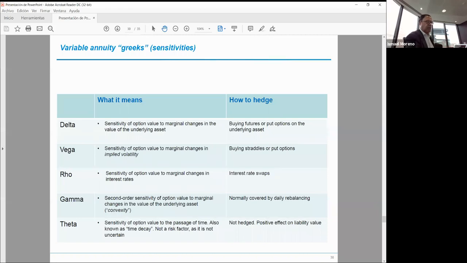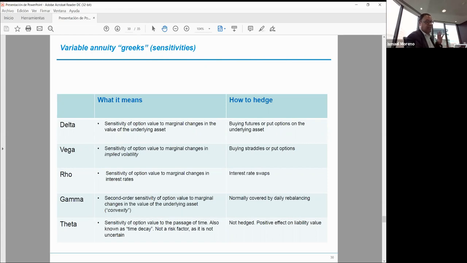This is something that we consider basic, fundamental to hedge against, and we hedge the Vega. The rest are normally ignored. The theta to ourselves is not a risk factor. The gamma is really offset by doing very frequent rebalancing, and we do it daily.